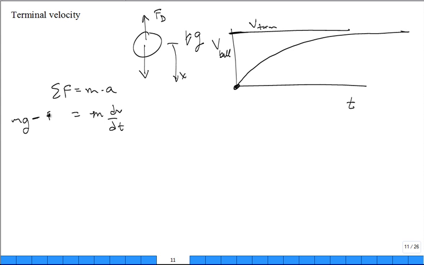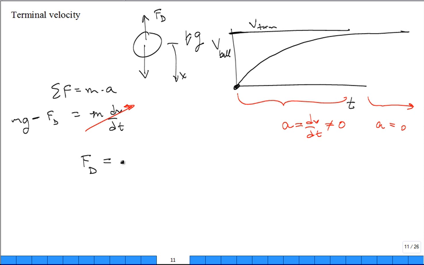Right? Fd. Now, during this time, in here, what's happening to the acceleration? What's happening to dv dt? That's not zero. It's non-zero. But what happens out in this region? What's the acceleration of the object? Zero. So what's the change in the speed with time? Zero. So what happens to the right-hand side of the equation? Zero. And so we find that the drag force is equal to the weight, and that gives us the terminal velocity.